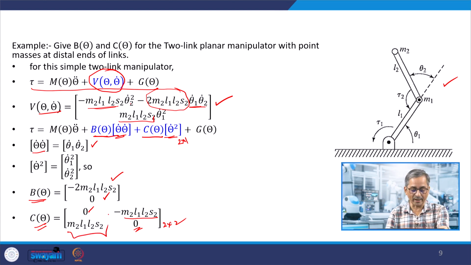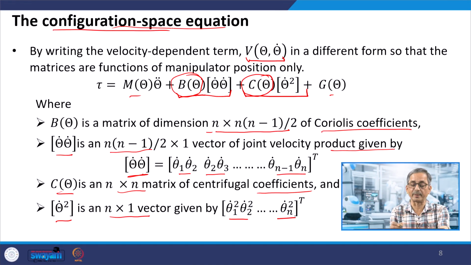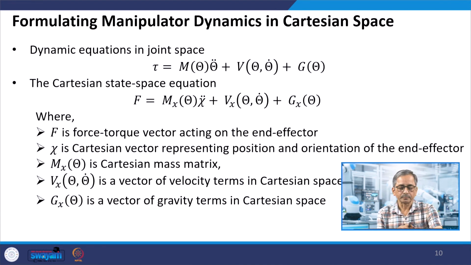Okay. So, this way you see I have written this manipulator dynamic equation in this particular form, where my B and C matrices are functions of thetas only. This is what we call the configuration space equation, because the equation is written in terms of the thetas. That is, the matrices representing the dynamics here are functions of thetas only. Next, let us look at the manipulator dynamic equation in the Cartesian space.